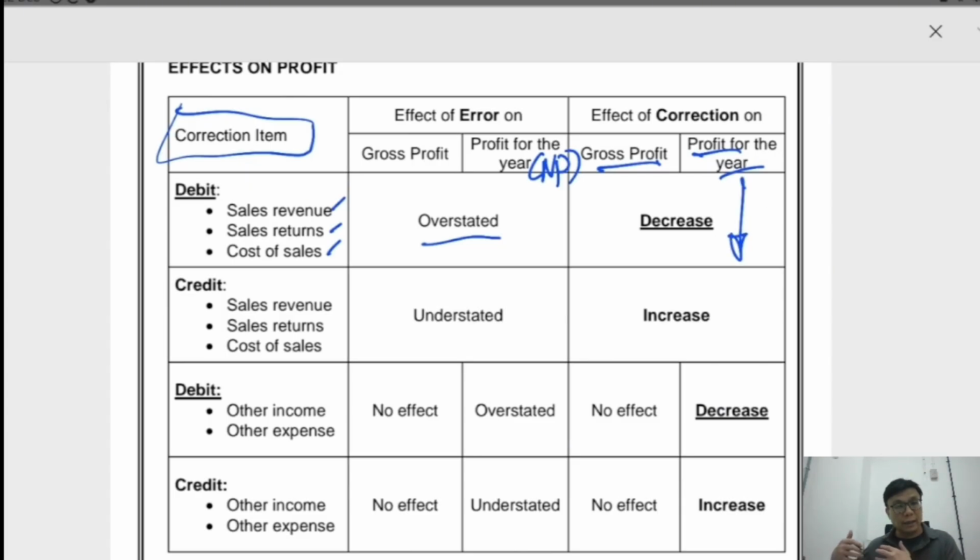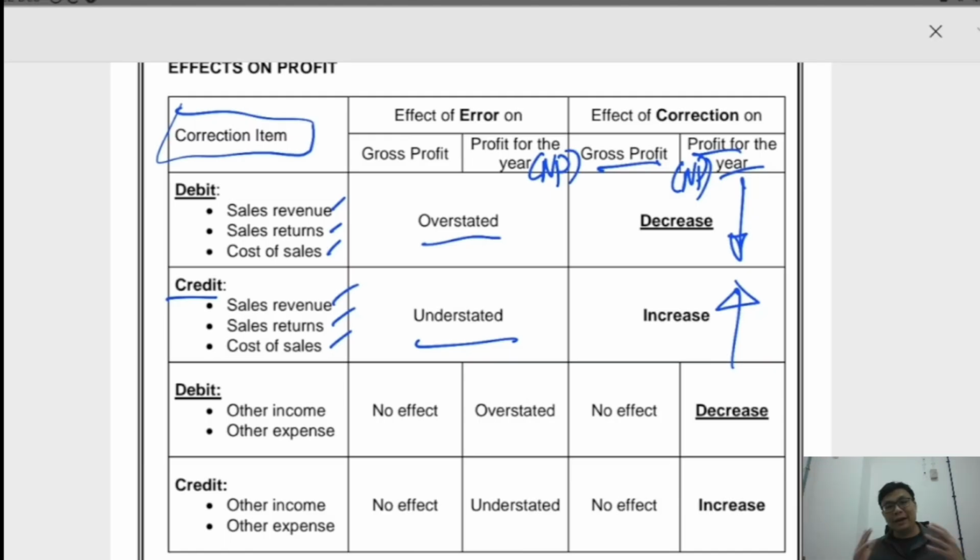So when you have that understanding, the flip side of it is that when you do a crediting for these three line items, the on-start effect of the error will be understated. And after you did the correction, the GP and the NP will increase.